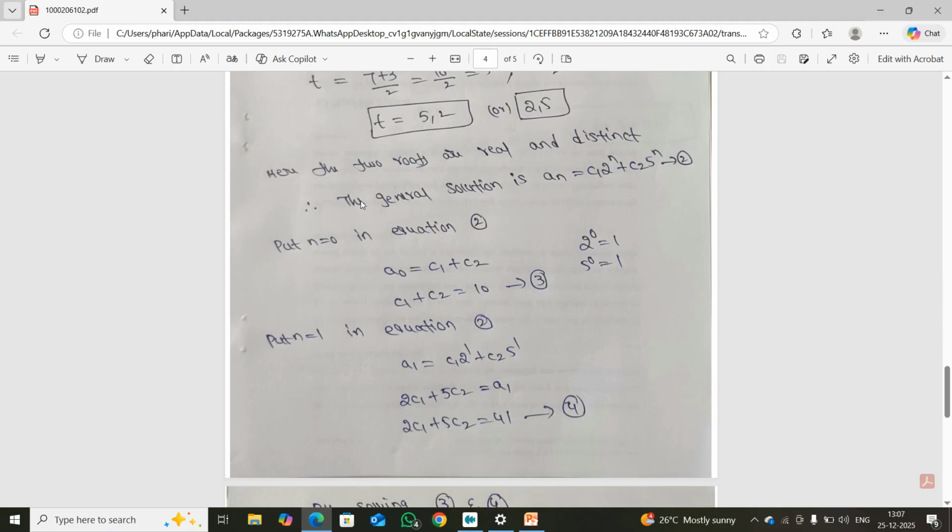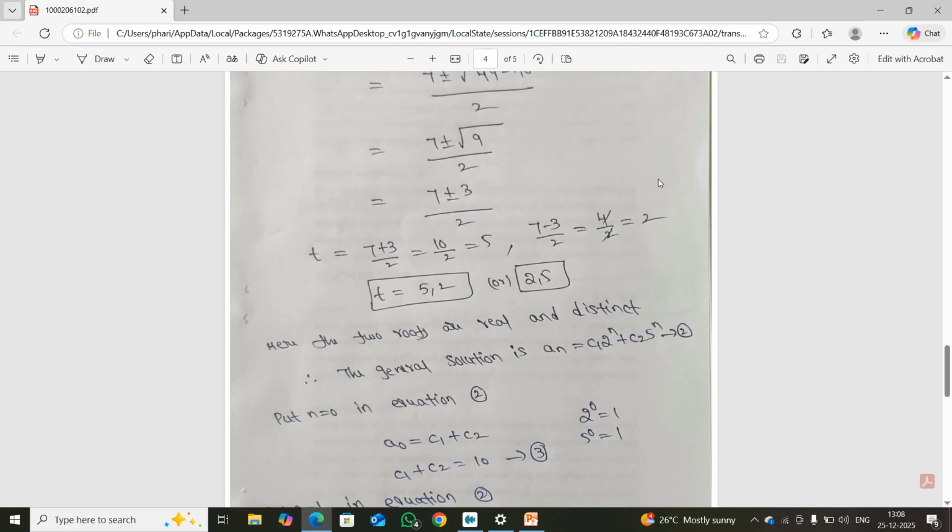Therefore, the general solution of a linear recurrence relation is a_n equal to c1 alpha 1 power n plus c2 alpha 2 power n. Here, one root is 5 and another root is 2, only two roots. That means the general solution is a_n equal to c1 2 power n plus c2 5 power n. This is equation number 2.